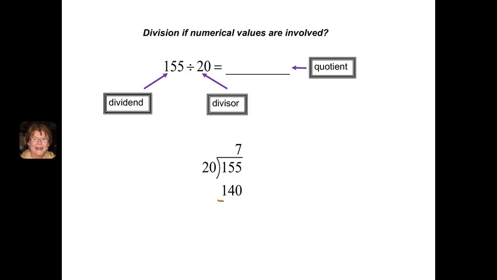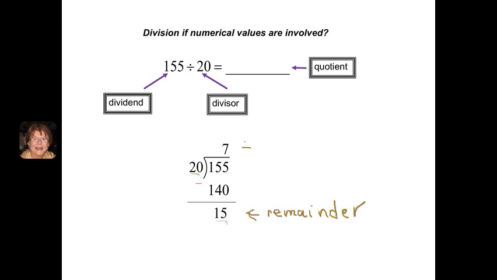What did you do after that? You subtracted. So you divided, you multiplied, and then you subtracted. When you subtracted, that gave you 15. Then you verified to see if you could divide even further. 15 divided by 20, that's it, you're done. Remember, you called this the remainder, and this is the quotient or the result.